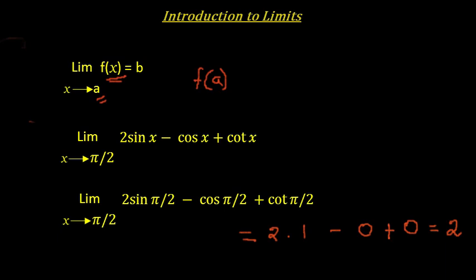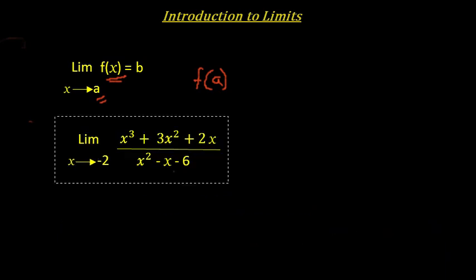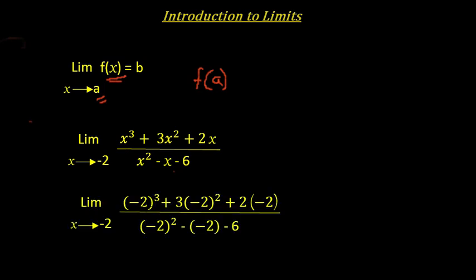But in many cases, the limit is not as straightforward as substitution. Let us see one example. In this example, we want to find the limit of this expression as x tends to minus 2. Like in our earlier approach, let us see what happens if we substitute minus 2 in place of x. This expression becomes minus 2 cube plus 3 into minus 2 square plus 2 into minus 2, divided by minus 2 whole square minus of minus 2 minus 6. Let's evaluate this expression and see what happens.